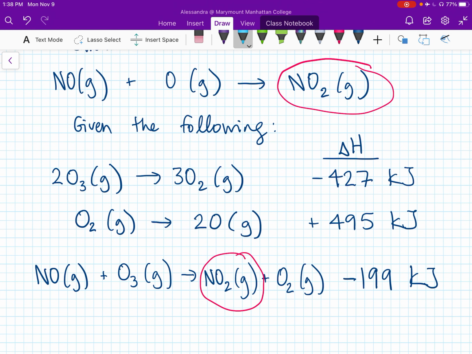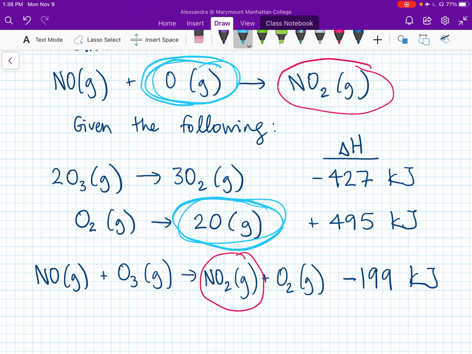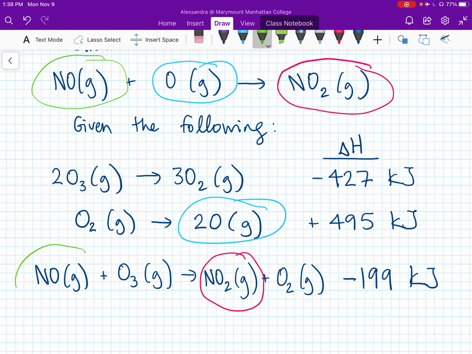The singlet oxygen I have here, I can see that I'm probably going to need to divide that reaction by 2, and I'm also going to need to flip it over because over here, oxygen is on the reactant side. Here, it's on the product side. So I'm going to need to flip it over so that it's going to be on the reactant side. Finally, I have nitrogen monoxide, and the only place I see it is down here. So I have the right number of moles of it, and I can probably leave that reaction in the direction that it is.